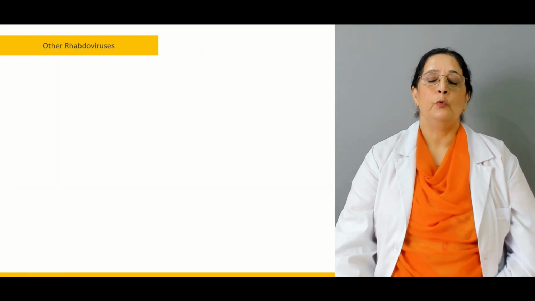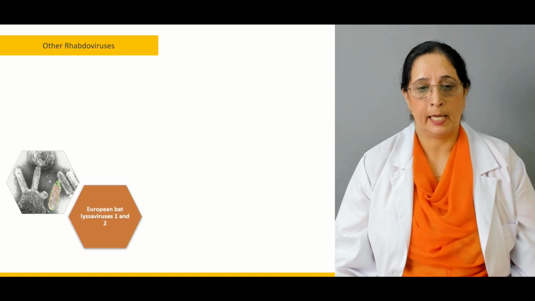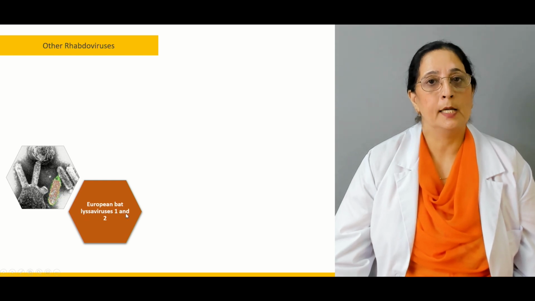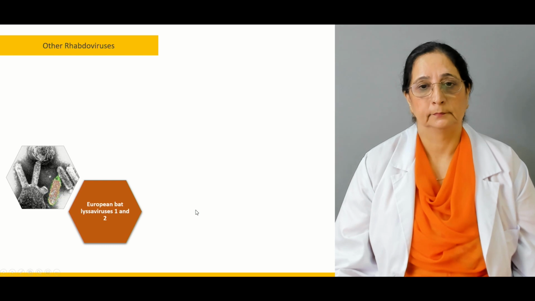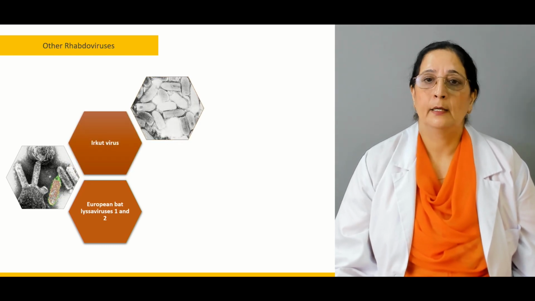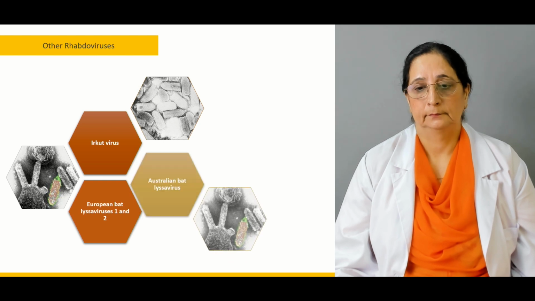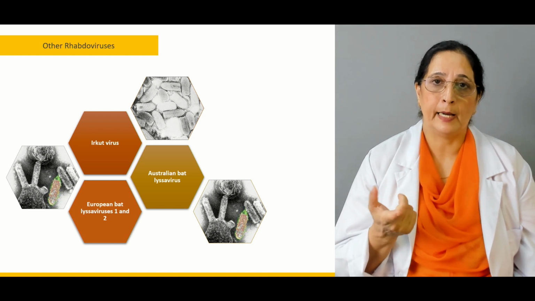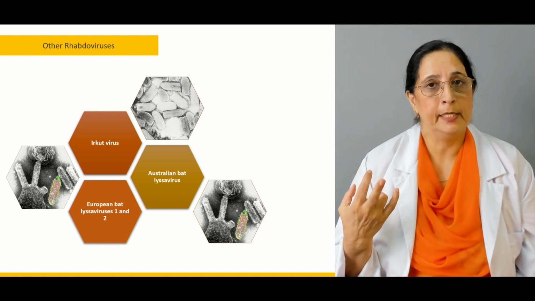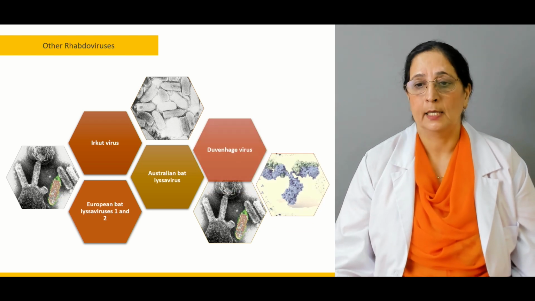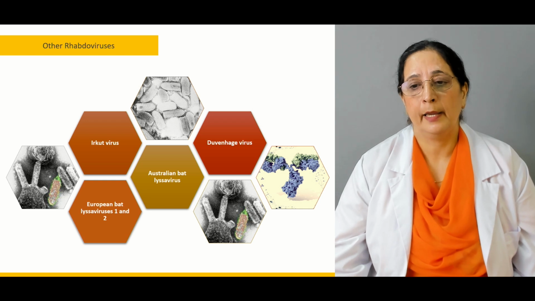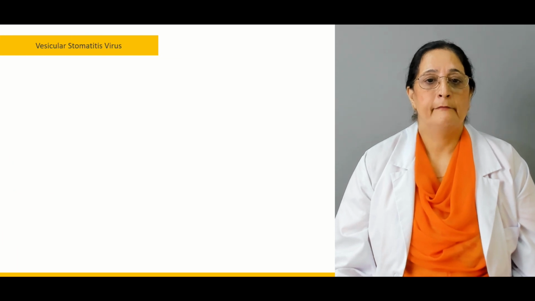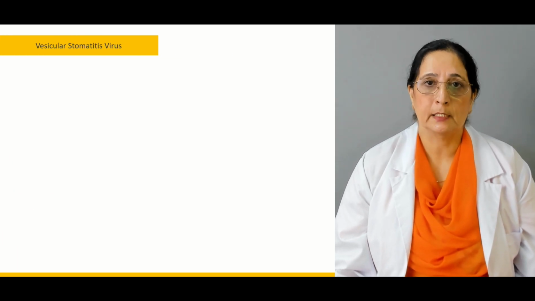Some other rhabdoviruses we have are European bat lyssaviruses 1 and 2, Irkut virus, and Australian bat lyssavirus. So we have European bat lyssavirus and Australian bat lyssavirus. Then we have Duvenhage virus and vesicular stomatitis virus.